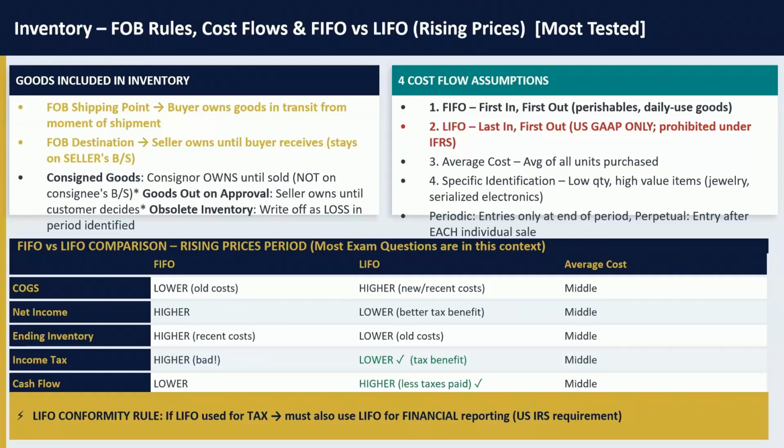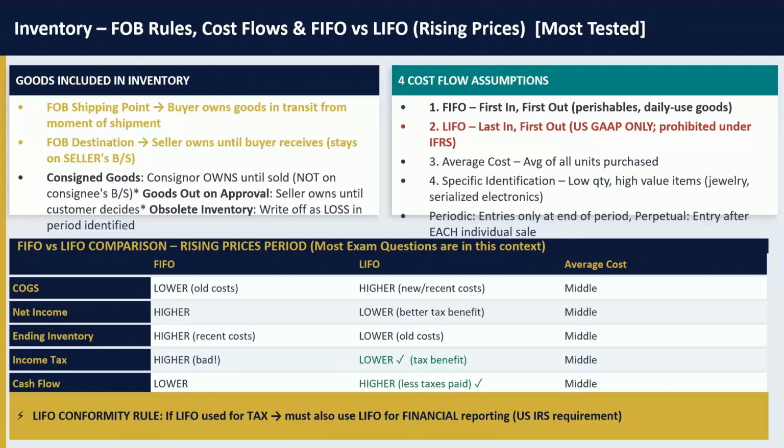So here what happens is, if the buyer owns goods in transit from the moment of shipment, that means I have purchased the goods FOB shipping point from my seller. So the moment my seller, while selling the goods to me, gives it to the shipping department, I am the owner of this inventory. Okay. And then FOB destination.